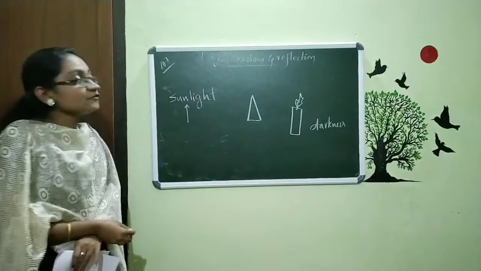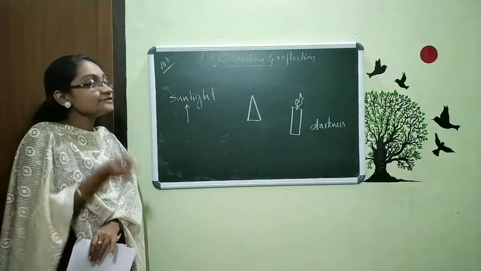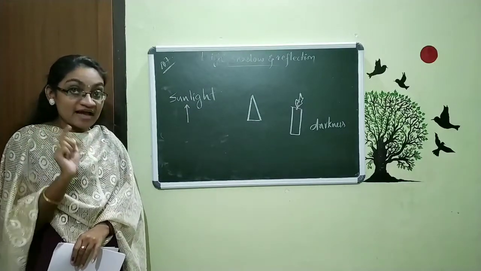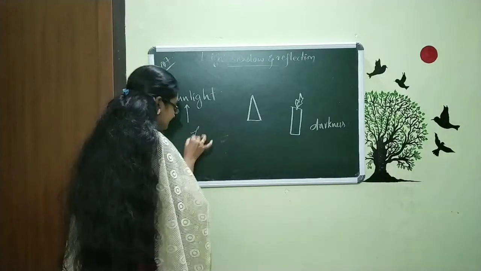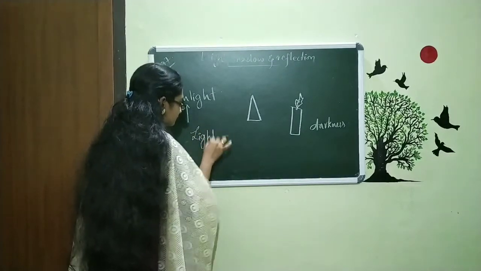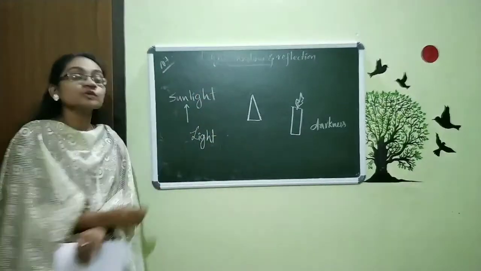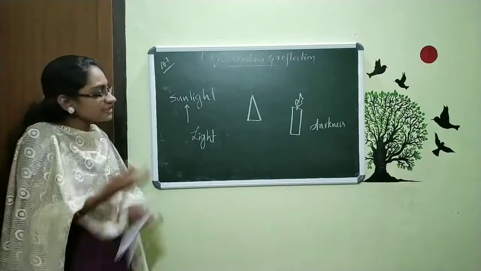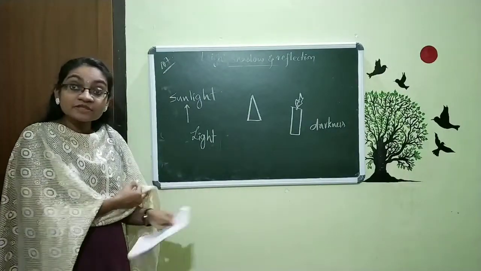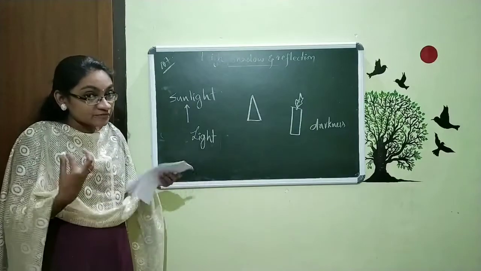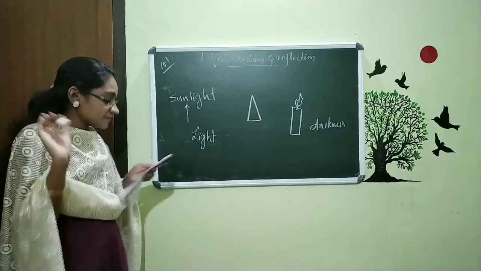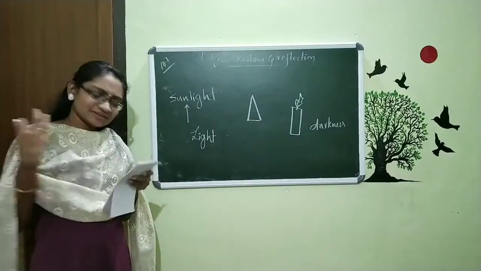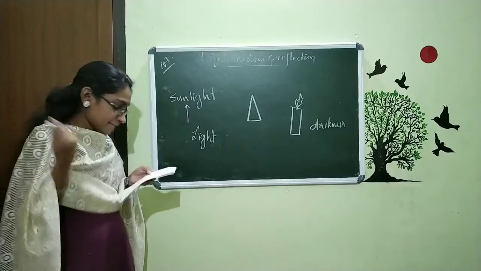So we can say for seeing objects, it is very important to have the presence of light. If there is no light, it is not possible to see or identify objects. So that is the first thing that is mentioned in your textbook. Just read it. Very simple things.